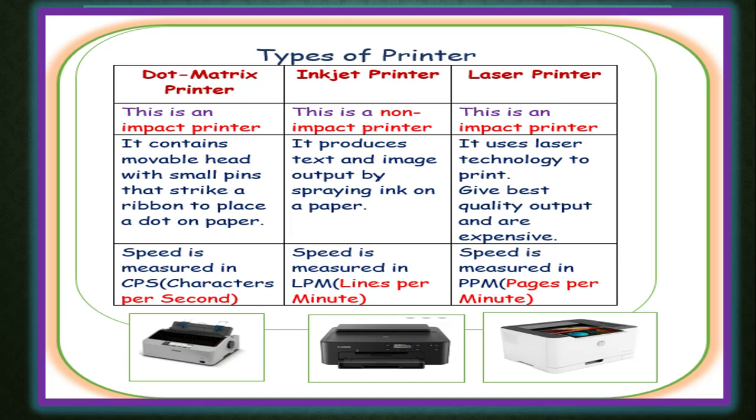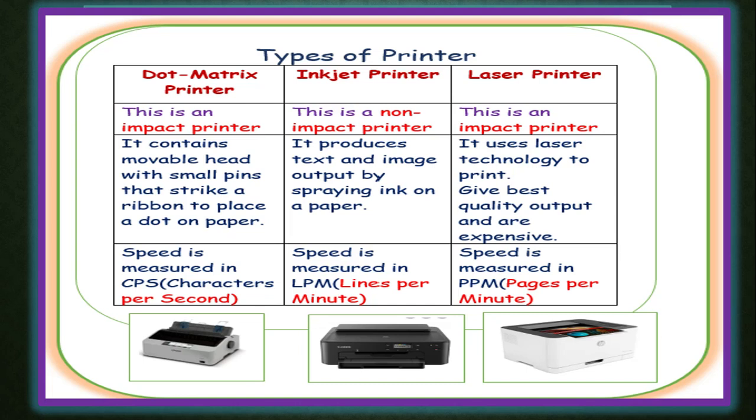So it contains a movable head with small pins that strike a ribbon to place a dot on paper. It means in a dot matrix printer there are small pins that will strike a ribbon to place small dots on the paper, and each image is a combination of these dots. The speed of a dot matrix printer is measured in CPS. CPS means characters per second.